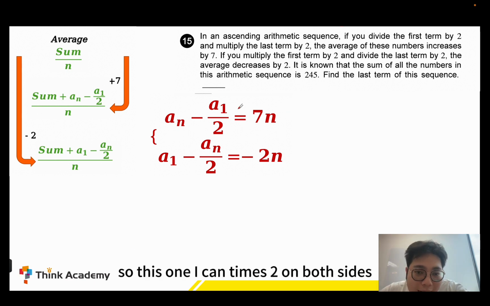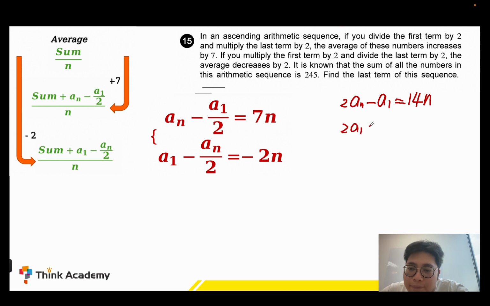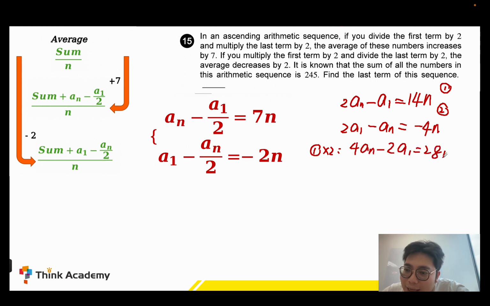So for this one I can multiply by 2 on both sides. It becomes 2an minus a1 equals 14n. And the second one becomes 2a1 minus an equals minus 4n. You see, if I want to cancel all the a1, I multiply equation 1 by 2, and it becomes 4an minus 2a1 equals 28n. I call this equation 3, and then add equation 3 plus equation 2.